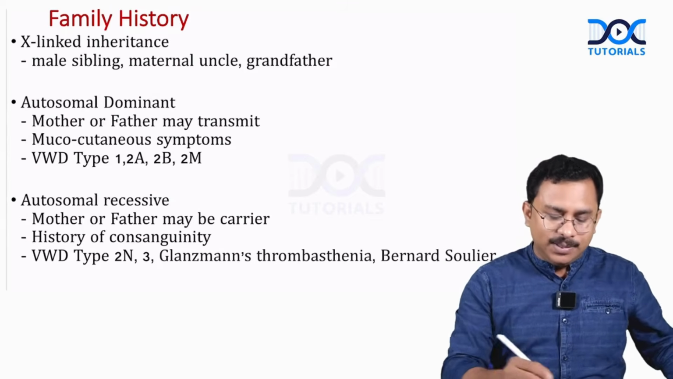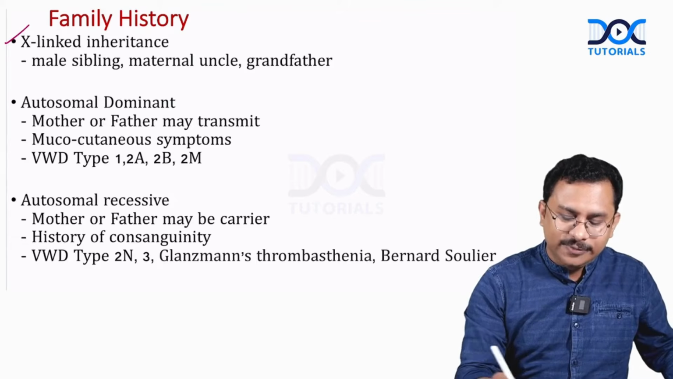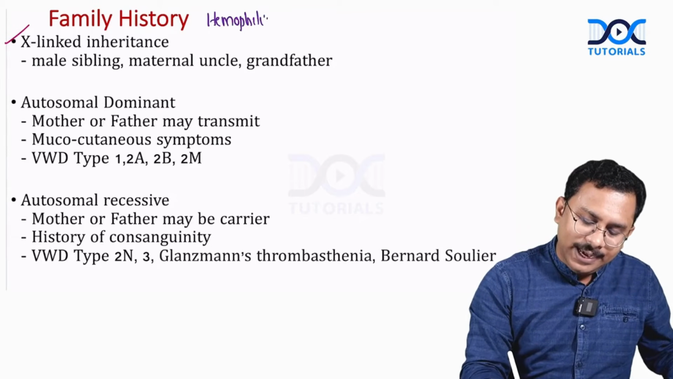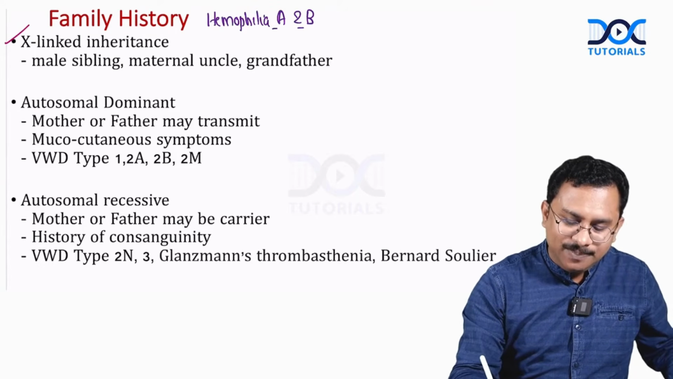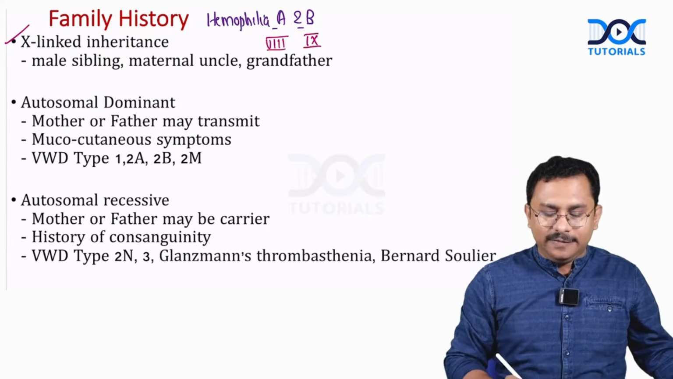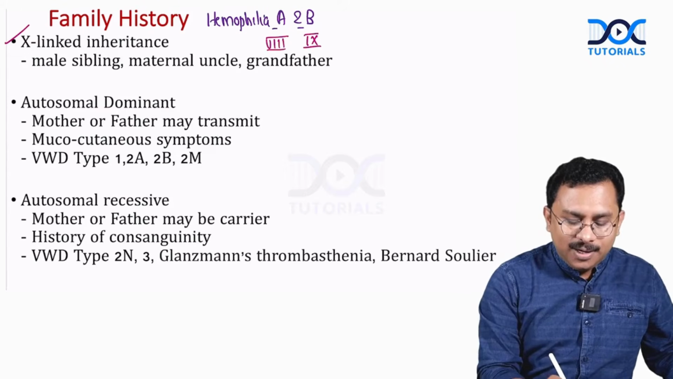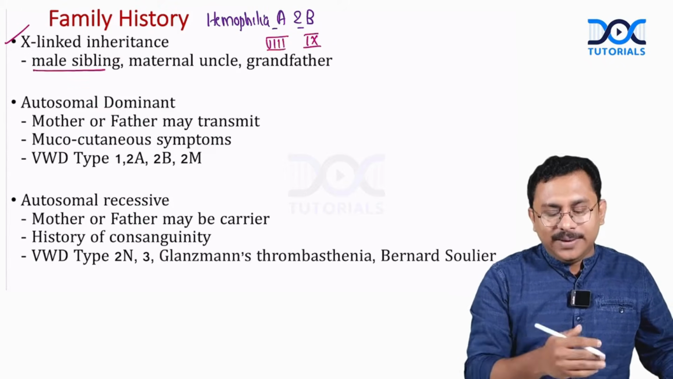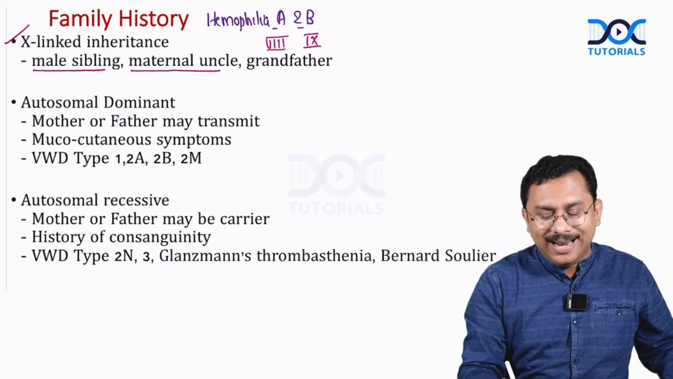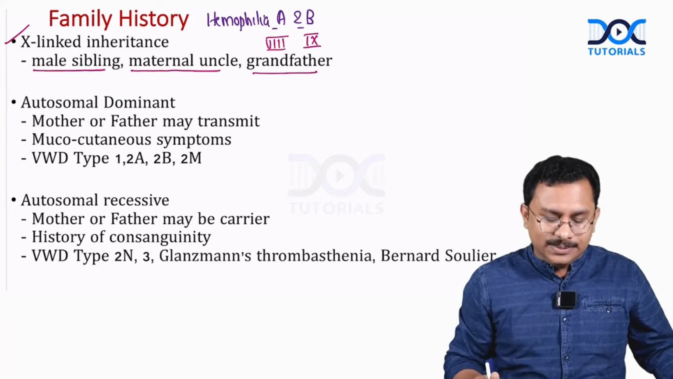Now let's take for example, suppose it is X-linked inheritance. For example, hemophilia A and B, they have an X-linked pattern of inheritance. Hemophilia A because of a factor 8 defect, hemophilia B because of a factor 9 defect. So here, along with the patient, a male sibling is predominantly affected, or maybe a maternal uncle or grandfather. It's commonly in males.